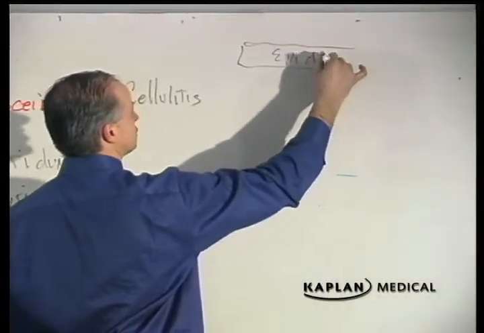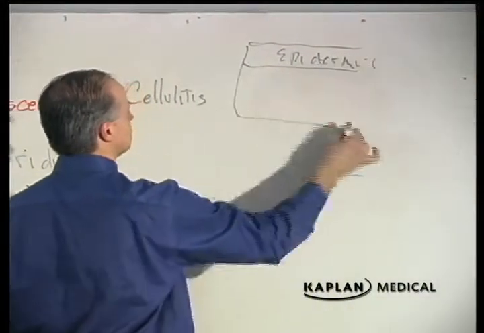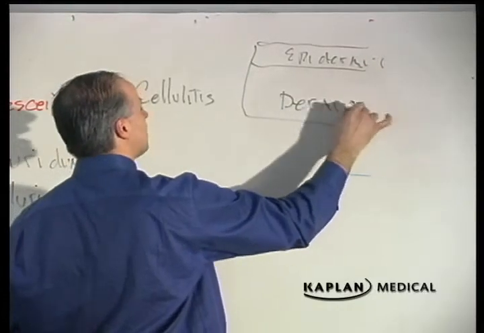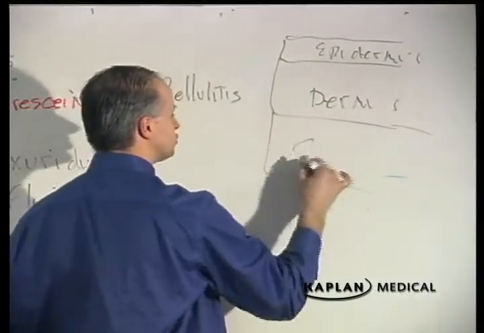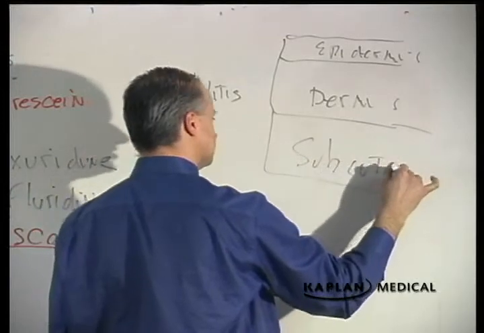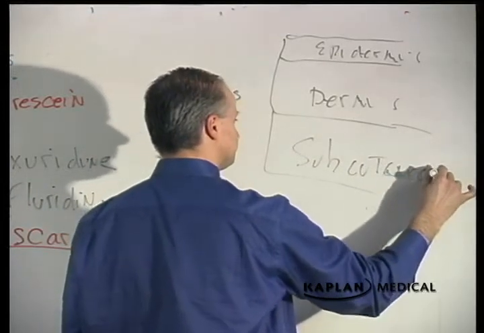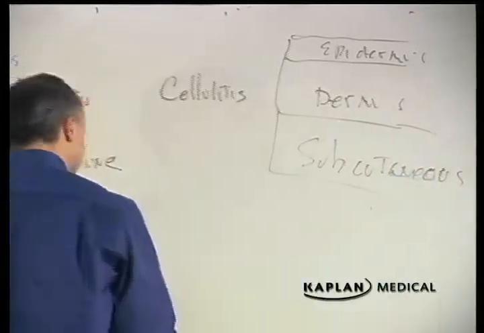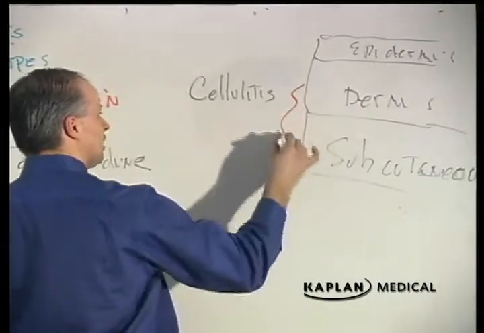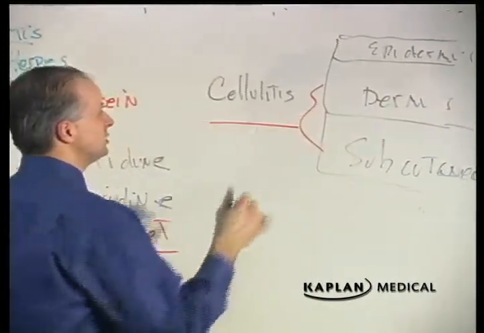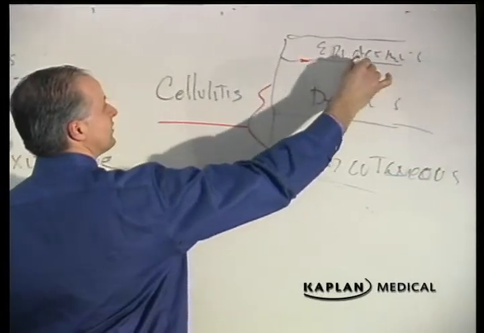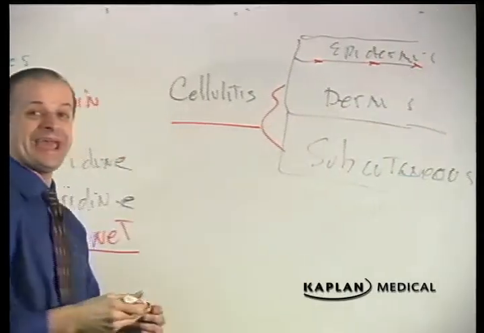Here is the epidermis. Underneath the epidermis is the dermis. And underneath the dermis are the subcutaneous tissues. Cellulitis is an infection of the dermis and the subcutaneous tissues. It is well underneath the dermal-epidermal junction.